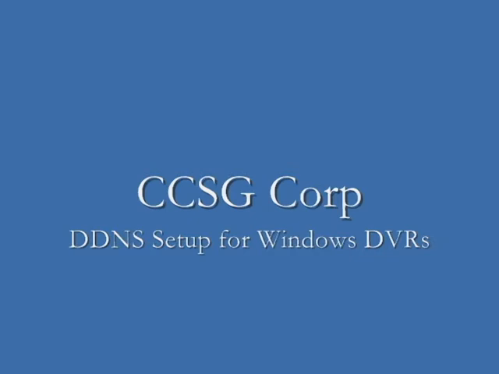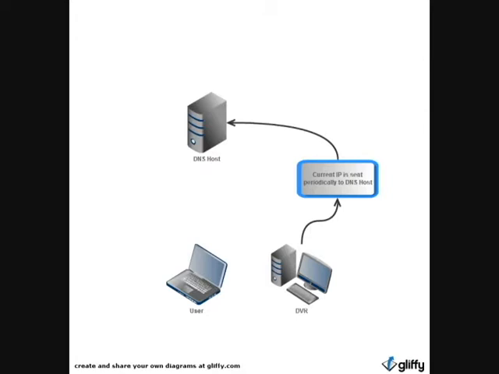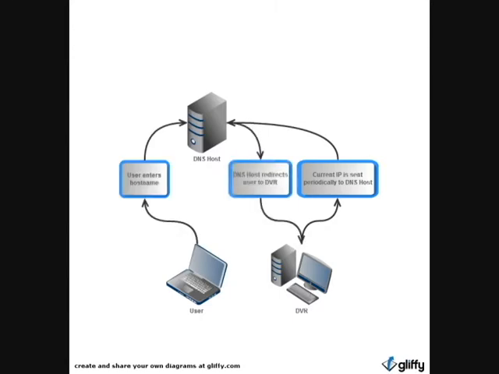DDNS is necessary when your Internet Service Provider does not assign a static IP address for your network. When you enable DDNS, your DVR will periodically announce its IP address to a host, so when you go to the host, it will redirect you back to the DVR.